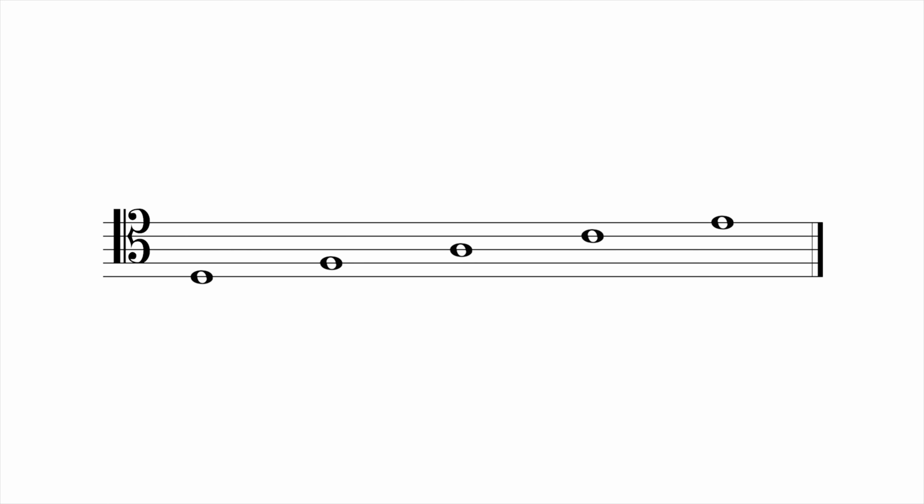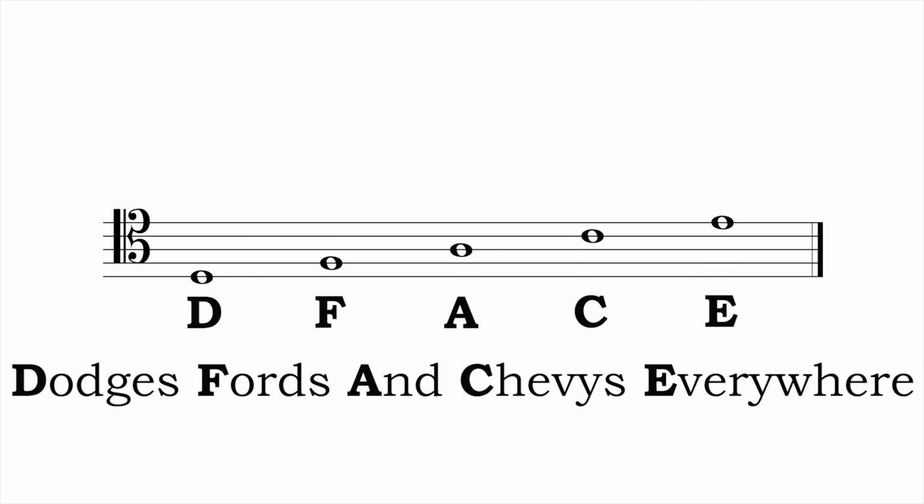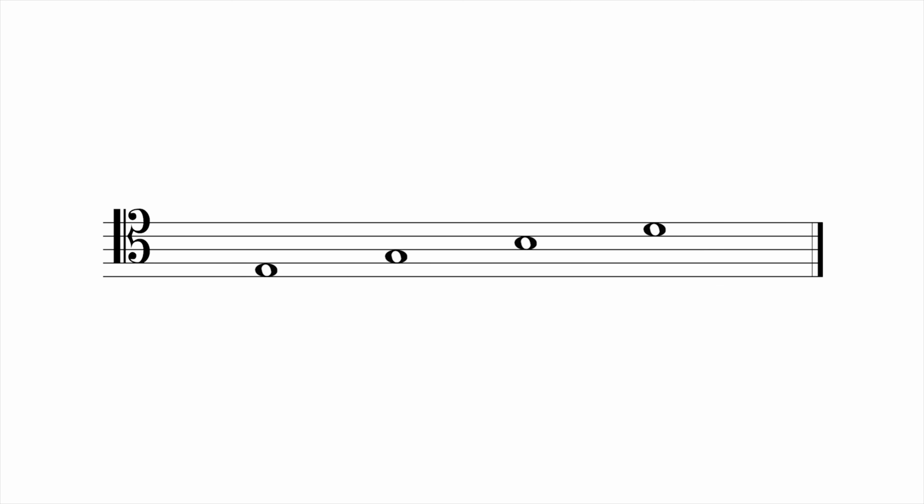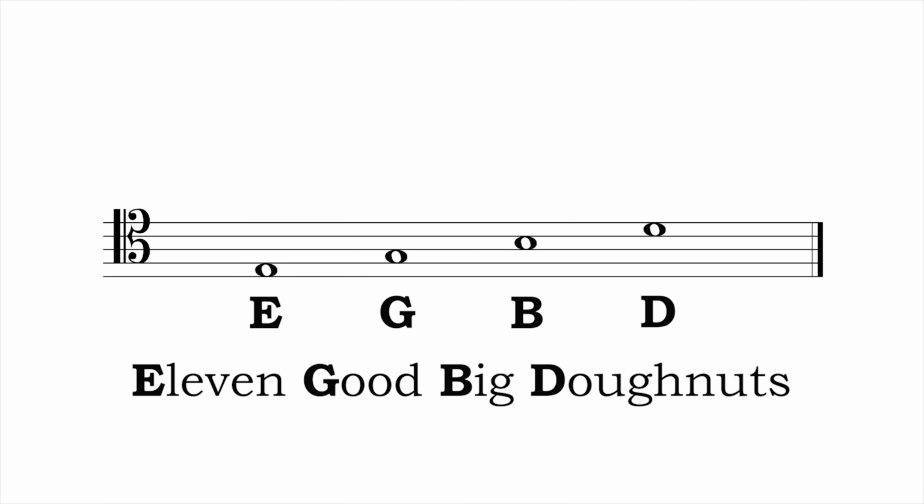The lines of the notes on the tenor clef are D, F, A, C, and E. The phrase for this one is Dodges, Fords, and Chevys everywhere. The spaces of the notes on the tenor clef are E, G, B, and D. The phrase for this one is 11 good big donuts.